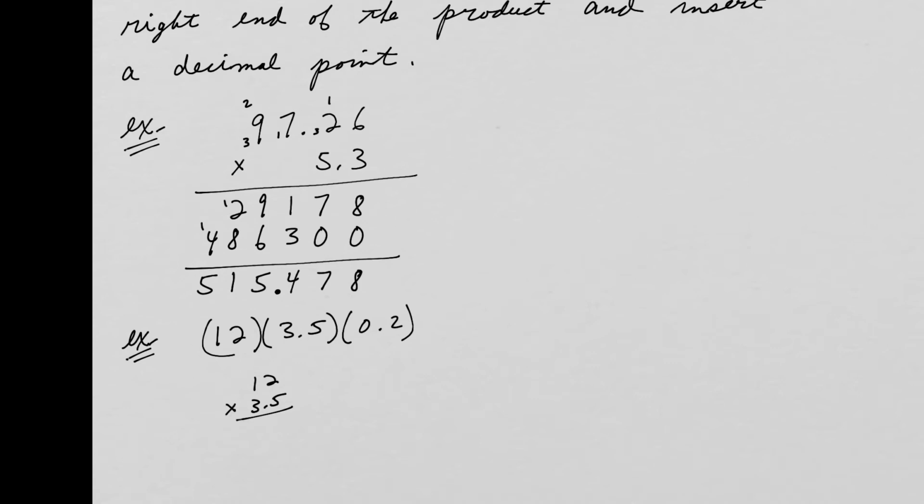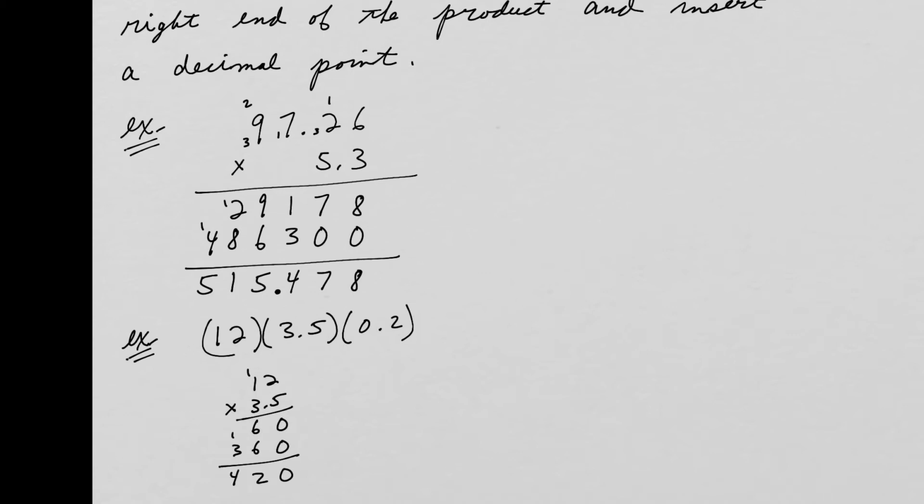So I'm treating them as if they're whole numbers, right? So 5 times 2 is 10. 0, carry the 1. 5 times 1 is 5 plus 1 is 6. And I put a 0 here. 3 times 2 is 6. 3 times 1 is 3. So this is 0. 12, so 2 carry the 1, and 1 plus 3 is 4.